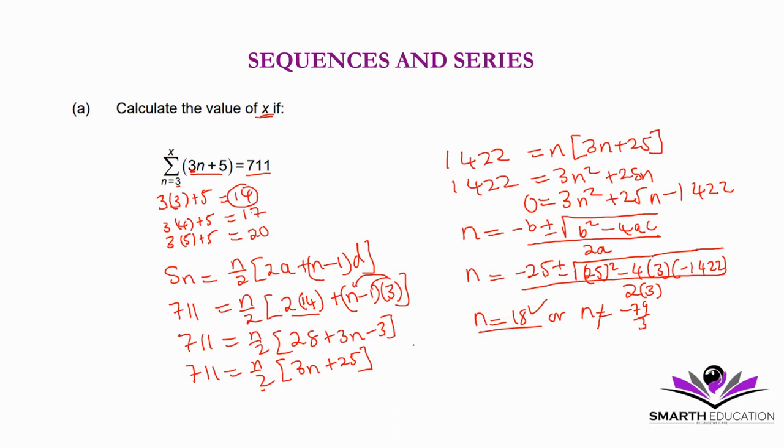Remember from sigma notation, how we get the number of terms from sigma notation. We say the top number minus the bottom number plus 1. So it means we say x minus 3 plus 1 is equal to n, which is equal to the number of terms, which is 18. Then x minus 2 is equal to 18. Then x is equal to 20.